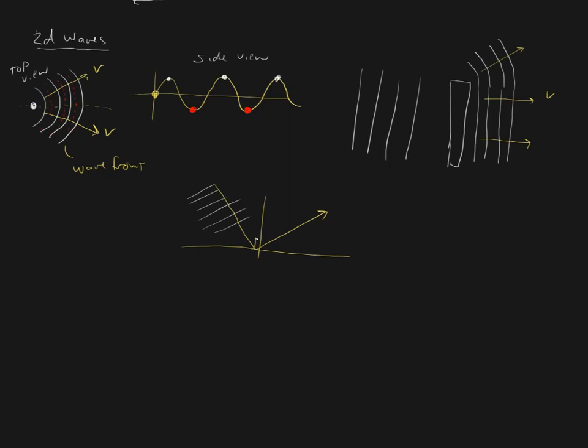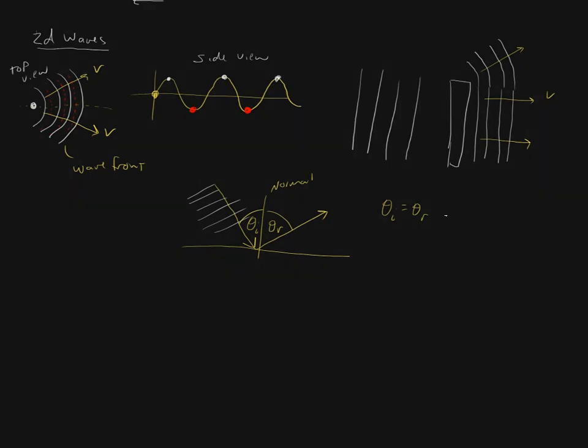Okay, now, this angle between the normal of the surface, this is the normal of our surface, it's a vertical line, it's perpendicular to the surface. This angle here is referred to as theta incident, and this angle here is referred to as theta reflected. Theta incident is equal to theta reflected, and that is the law of reflection. So that's about all you need to know for now about wave reflection.